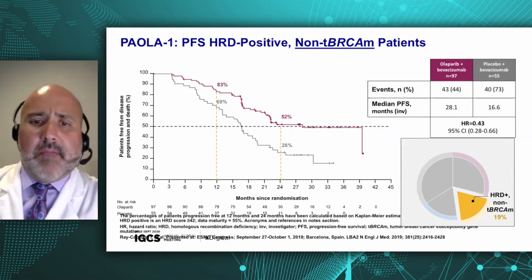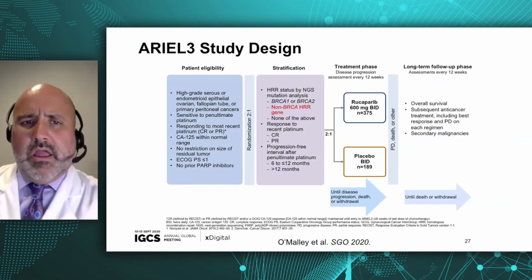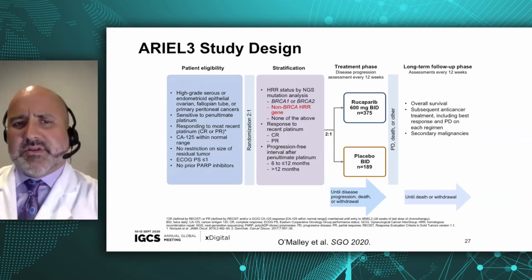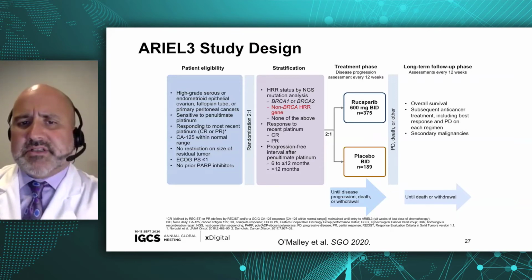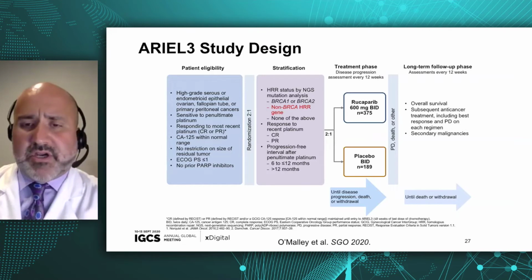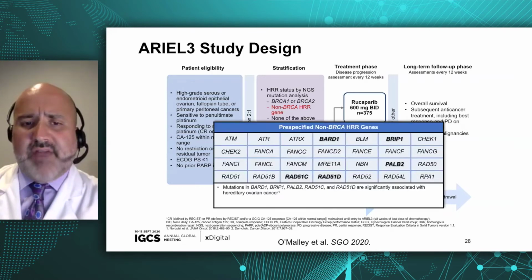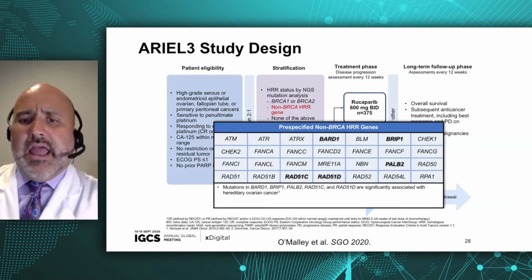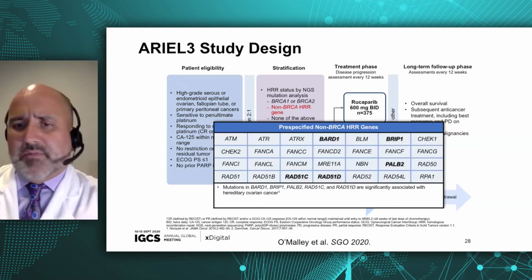Clearly, the PARP combination is beneficial. Now, I'm using ARIEL3 as a potential example of the importance of having next-generation sequencing of the somatic mutations in these patients. I know this is a recurrent setting, but in a pre-planned analysis, these were stratified for the 32 HR deficient or homologous recombination repair genes.